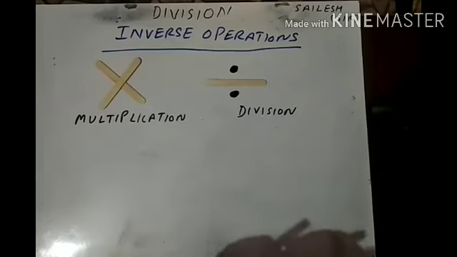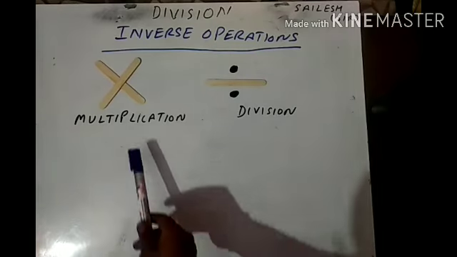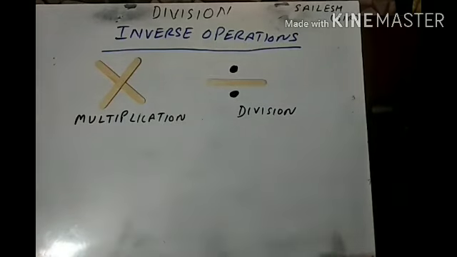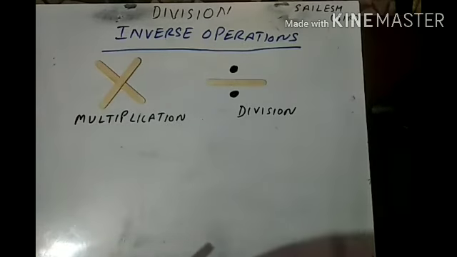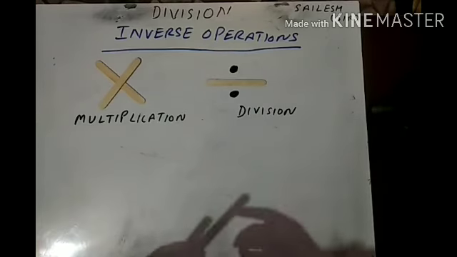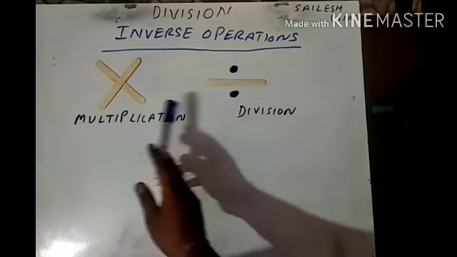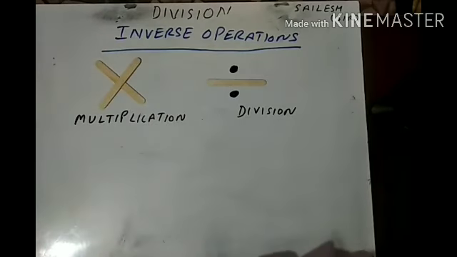Dear students, in this video we will come to know the inverse operation under division. Now you will see that there are two types of symbols. The first one is of multiplication and the second one is of division. These are the two important operations in mathematics. But you will see that both of these are inverse to each other.